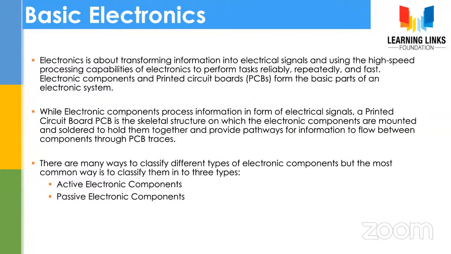Electronics is about transforming information into electrical signals and using the high speed processing capabilities of electronics to perform tasks reliably, repeatedly, and fast. Electronic components and printed circuit boards form the basic part of an electronic system. So basically, we have to use some electrical signal and the high speed processing capability of electronics to perform tasks reliably.